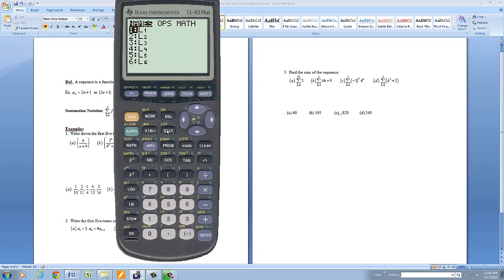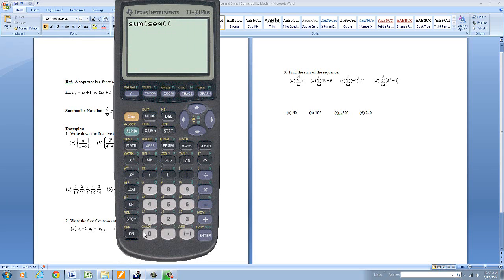Second stat, 5 is sum. I didn't use my sequence, so I need the sequence here. So second stat, operations. Okay, 5. Okay, so I left that out. So I need the sum of the terms of the sequence. So if I need a sum, you need both of these. So now let's enter the formula.